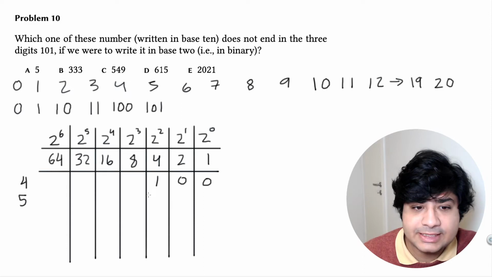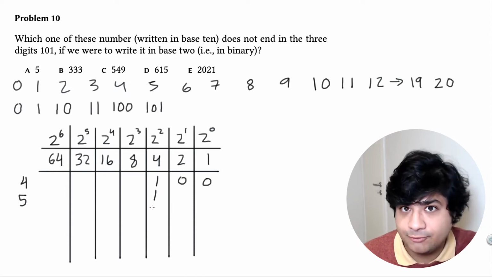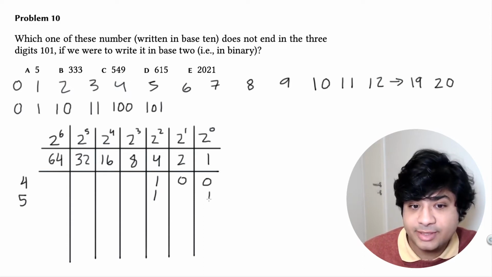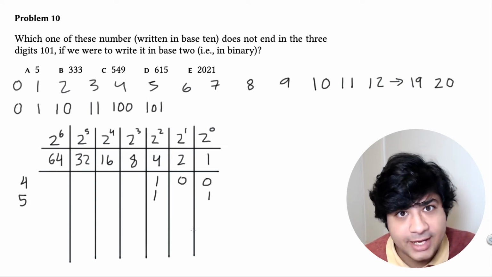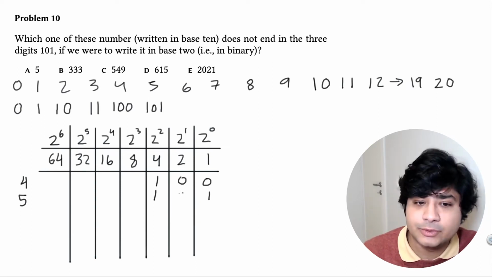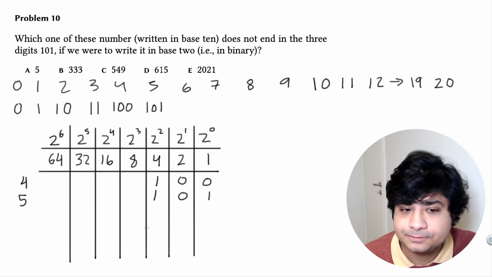What about 5? Well, 5 would be similar. You do want a 4. You want a 1 as well, because 4 plus 1, that makes 5. But you don't want a 2. So that's a 1, 0, 1.